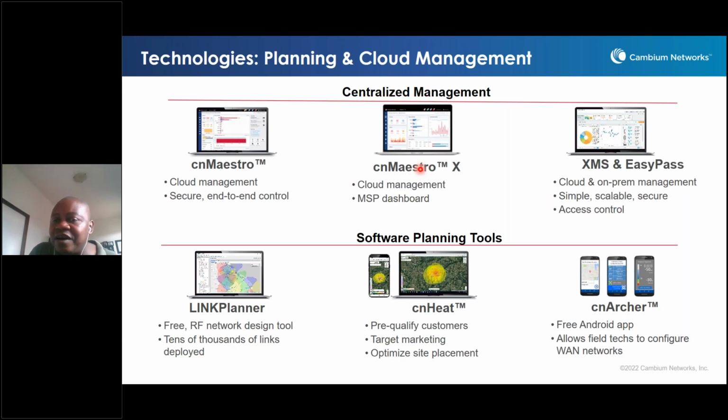And then far right is what we call XMS, which is our Xirrus management system, which came into the portfolio as a result of the Xirrus acquisition. So XMS is also a management system for those Xirrus access points. The main difference is XMS is more access control centric.